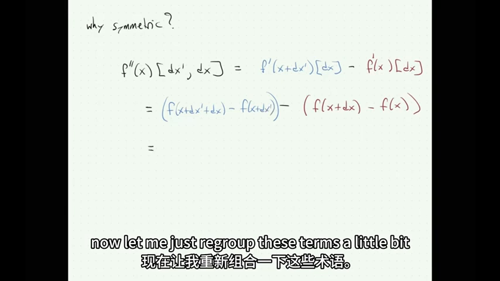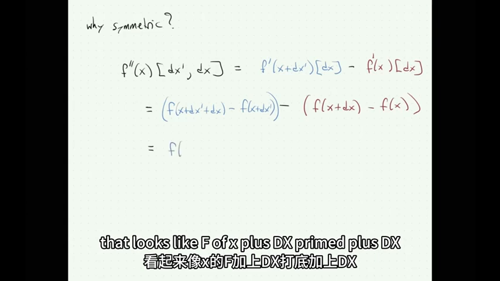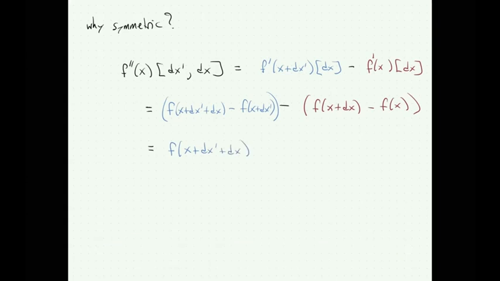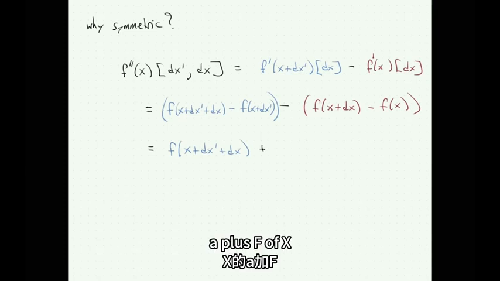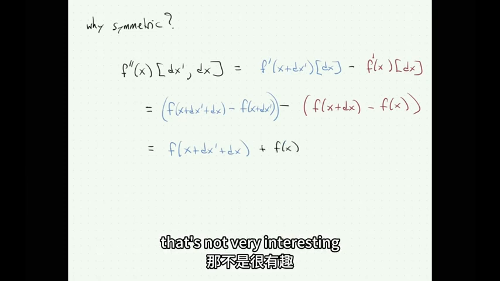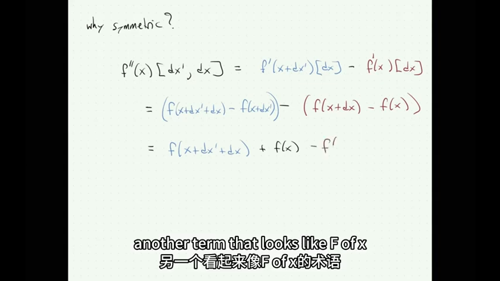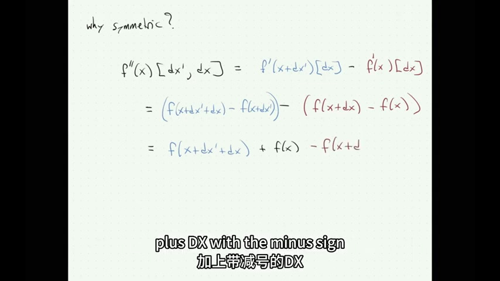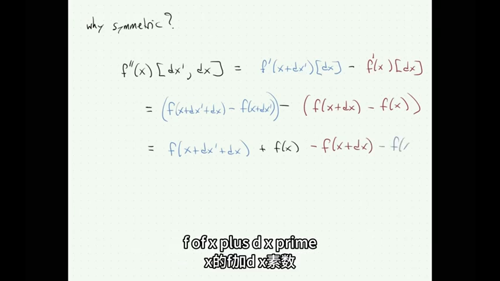Now let me just regroup these terms a little bit. I have one term that looks like f of x plus dx prime plus dx. And I have another term that looks like just plus f of x. That's not very interesting. Then I have another term that looks like f of x plus dx with a minus sign. And I have another term that looks like f of x plus dx prime.